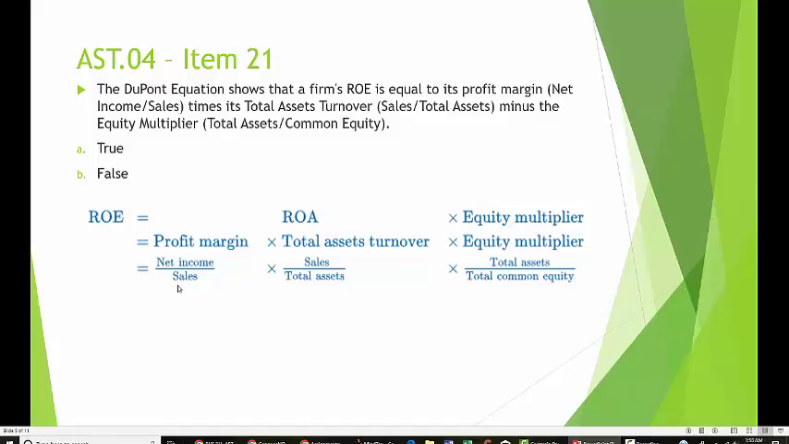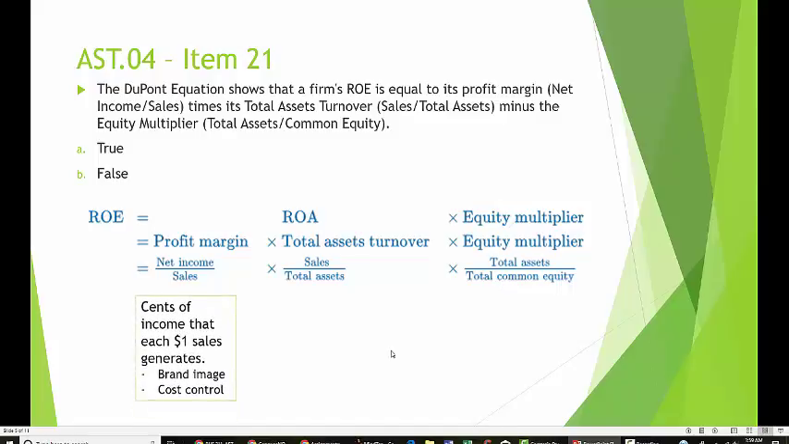Profit margin, which is the ability of sales to generate net income. Next would be the productivity of the assets, the ability of each dollar of assets to generate sales. And third, the use of financial leverage. In other words, how many dollars of assets could each dollar that the owners put up support?